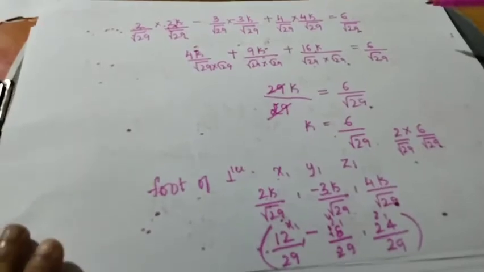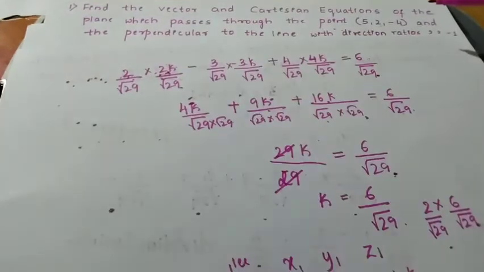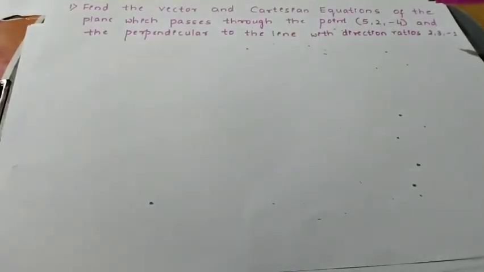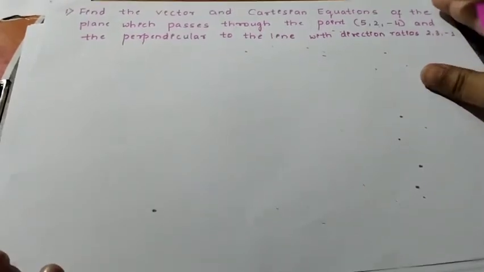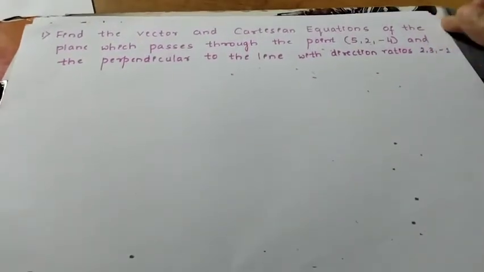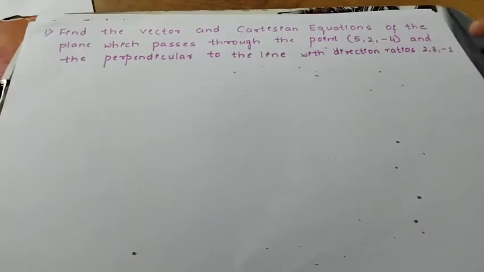Okay. So next I will move to the second form. The examples on the normal form are finished. Last class I told you 2 examples, so this class I have told you the third example. Next, find the vector and the Cartesian equations.